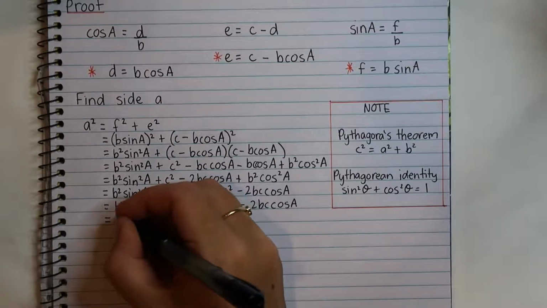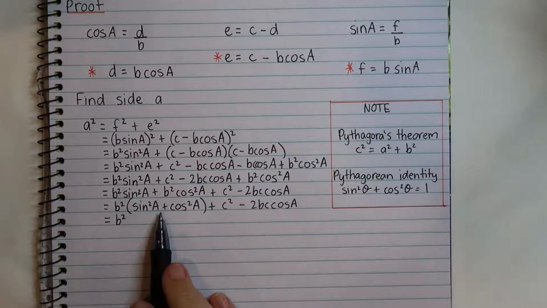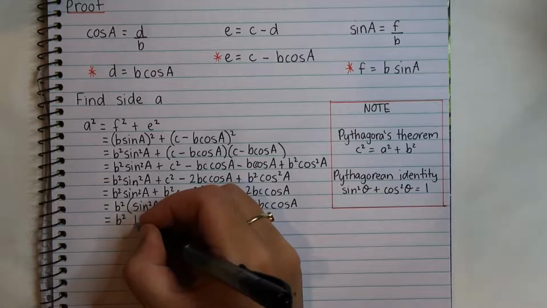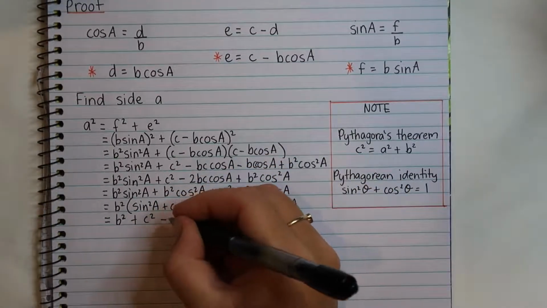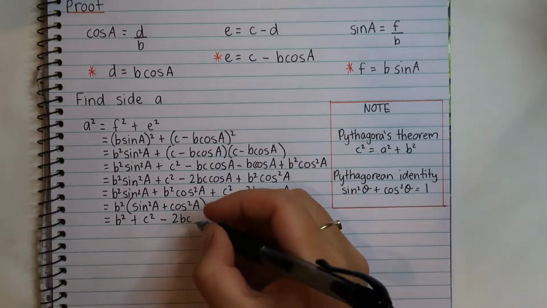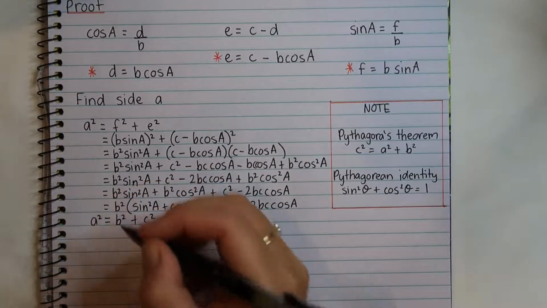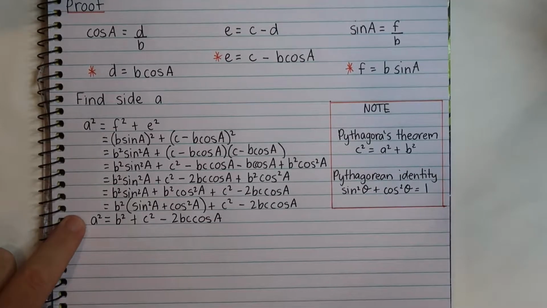So this becomes b squared times 1, which is just b squared, plus c squared minus 2bc cosine angle A. And this is going to be our rule.